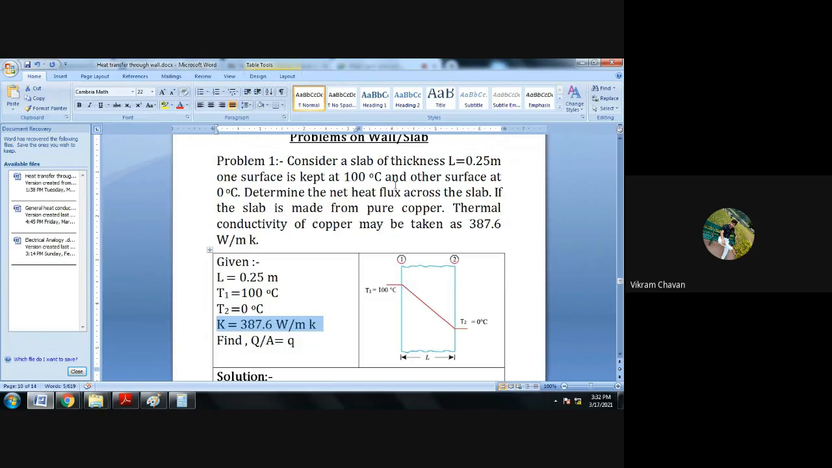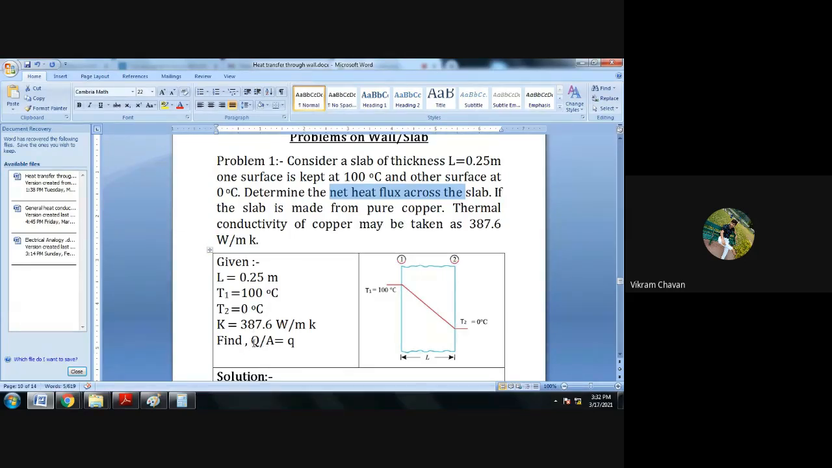And what we have to find out? We have to find out the net heat flux across the slab. So heat flux means what? What is meant by heat flux? Heat transfer rate per unit area is called heat flux. We have discussed this point. Heat transfer rate per unit area is nothing but the heat flux.